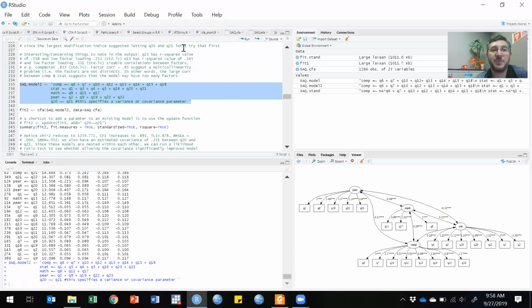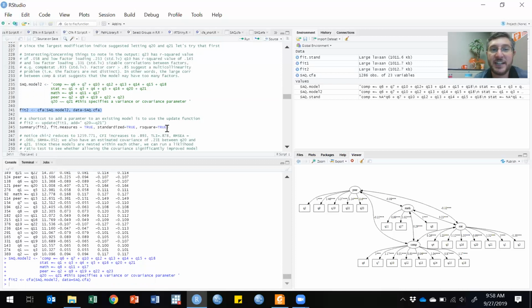Okay, so let's run that. We've defined our model, and now let's fit the data using the CFA function. Remember, the function is just cfa, our SAQ model 2, and then the data set. I'm calling this one fit2. All right, we fit it, and now let's get the output. Here I'm going to ask for a summary of our second fit of our second SAQ model. I want the additional fit indices, I want the standardized solutions, and I want the communalities, the portion of variance explained.